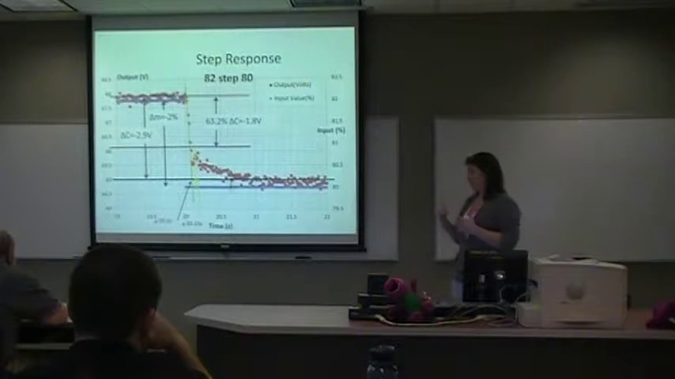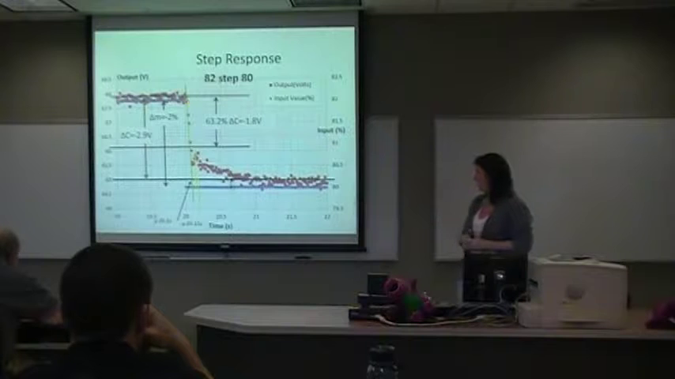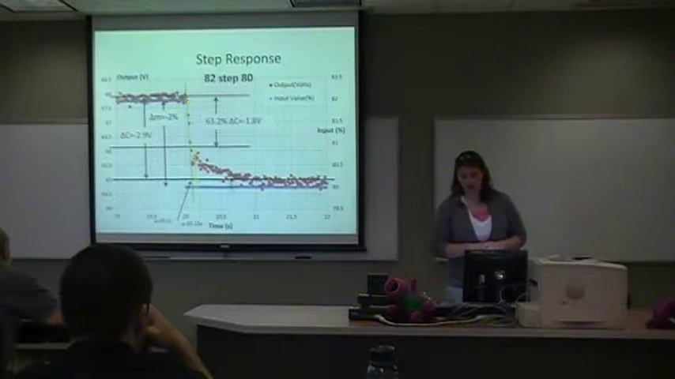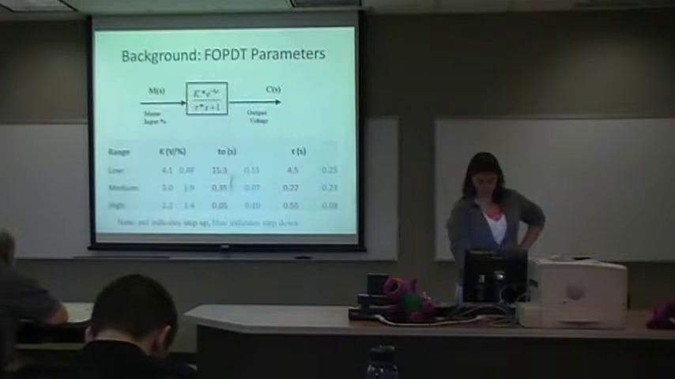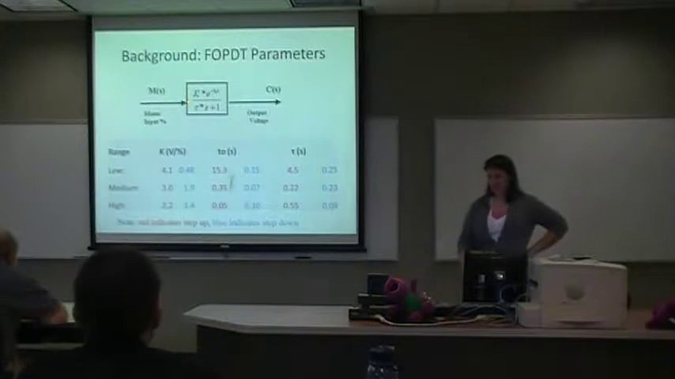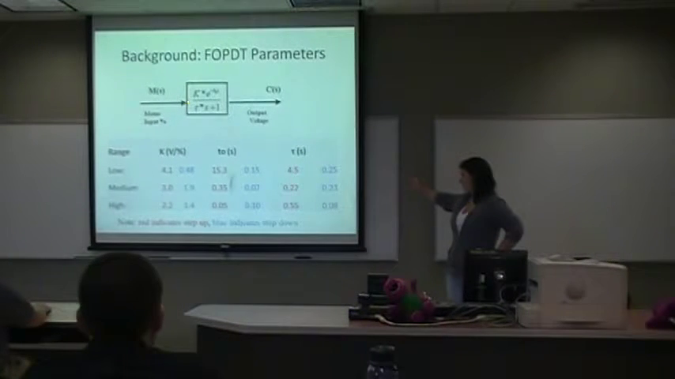This is just an example of a step response we did. This is a step down from 82 to 80% input, and that's an example of how we initially calculated the gain, time constant, and dead time. Here's a summary of those values, these parameters. In red, you have the step up values, in blue, the step down.